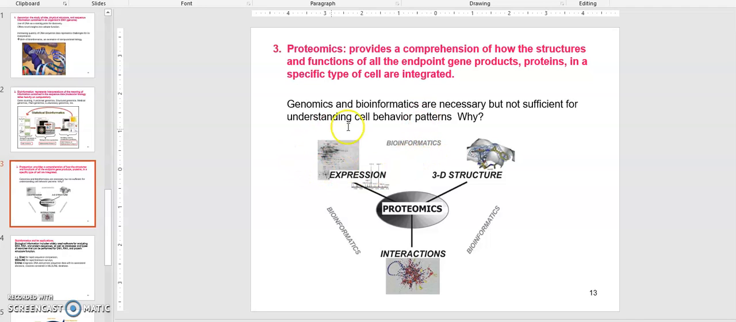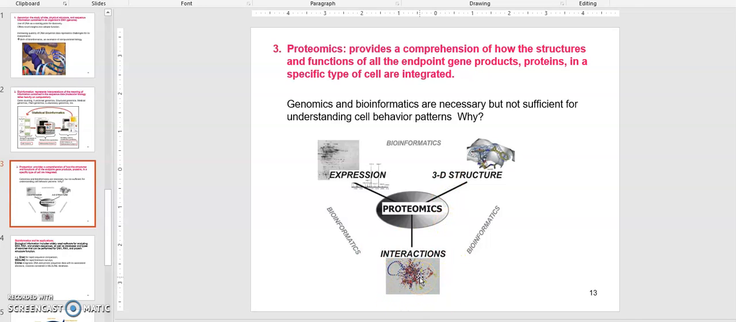So how proteins are expressed, under what condition, what proteins are made, is important, because cells respond to conditions and signals, and they change their gene expression pattern dramatically. And then the structure of all those proteins: which ones are expressed, how do they maintain their structure, how do they get activated, how do they change their structures.